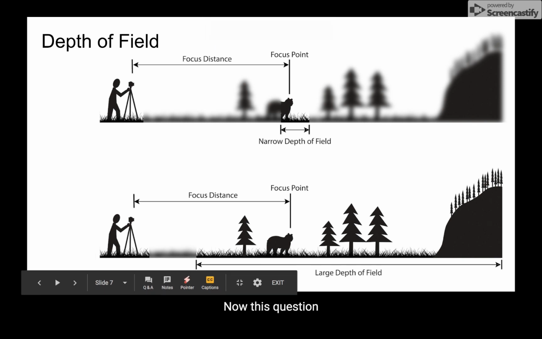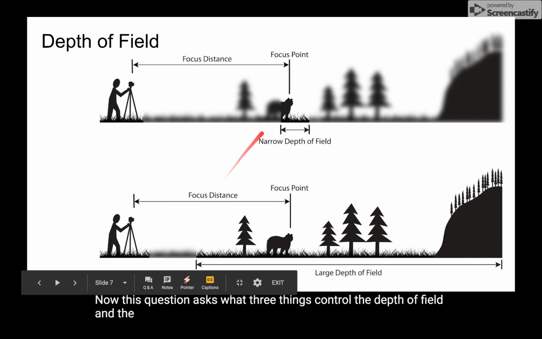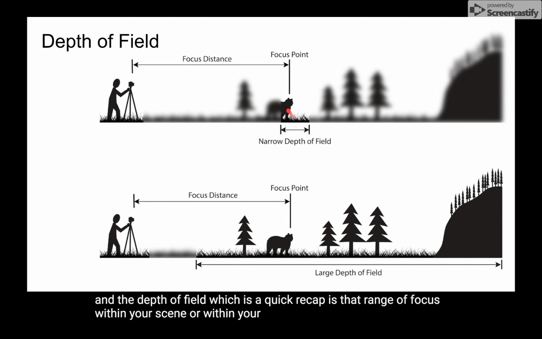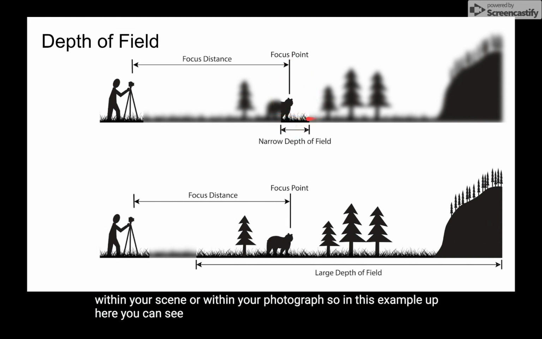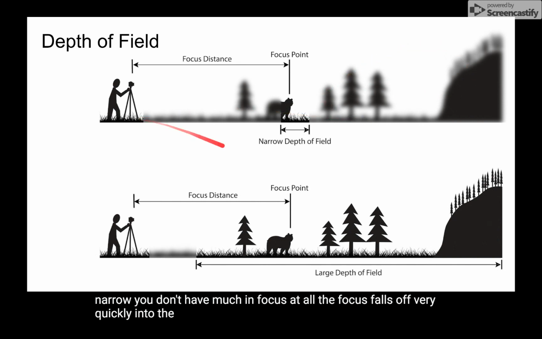Now this question asks, what three things control the depth of field? And the depth of field, just as a quick recap, is that range of focus within your scene or within your photograph. So in this example up here, you can see the range of focus, or that depth of field, is very narrow. You don't have much in focus at all. The focus falls off very quickly into the background and the foreground.